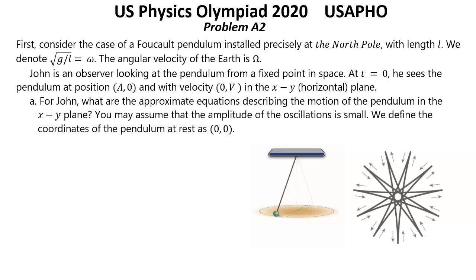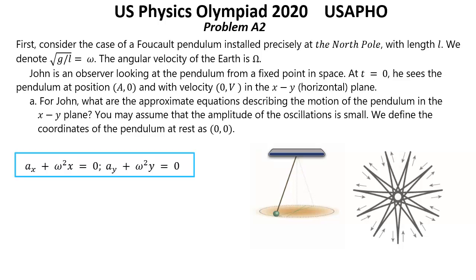Solution. Because John's reference frame is inertial and the point of attachment is stationary, this is a free-moving pendulum obeying simple harmonic motion in each axis. It means that our equations are a_x plus omega squared x equals 0 and a_y plus omega squared y equals 0. That was the answer for question A.